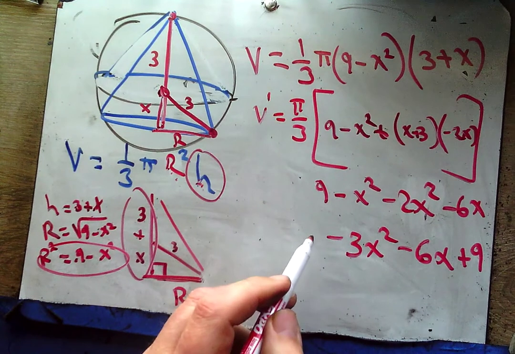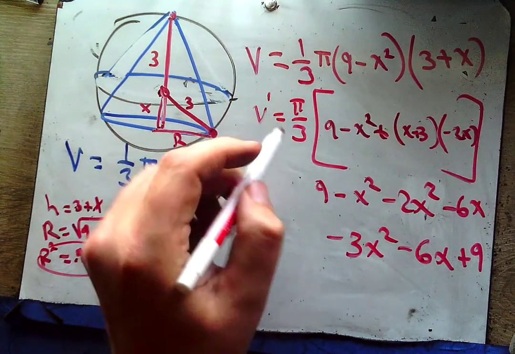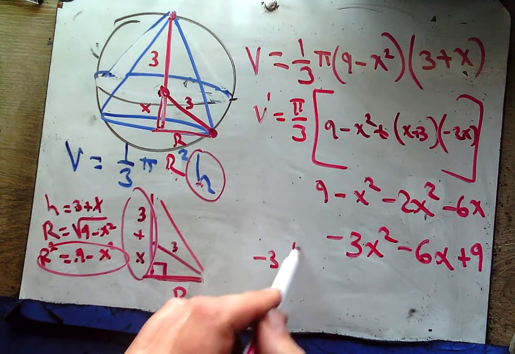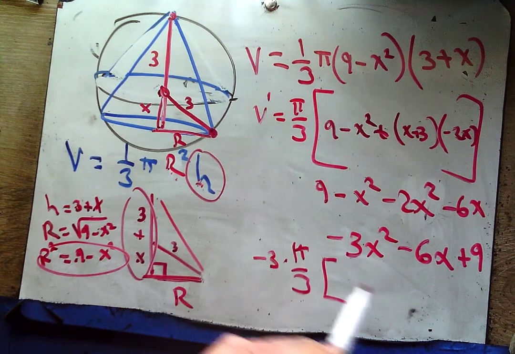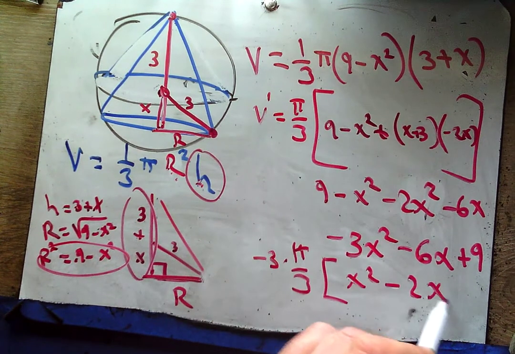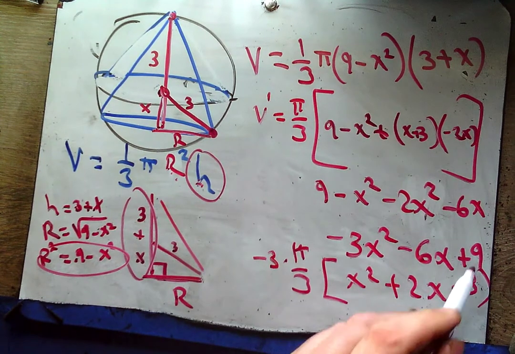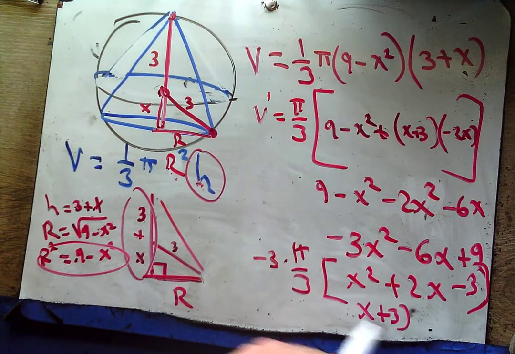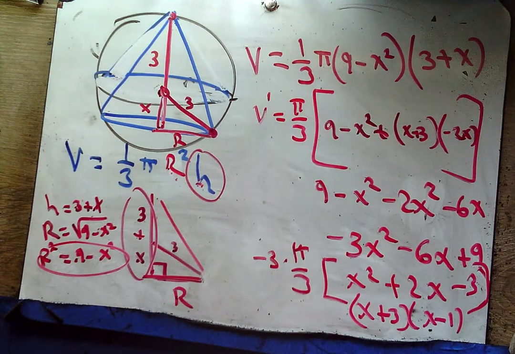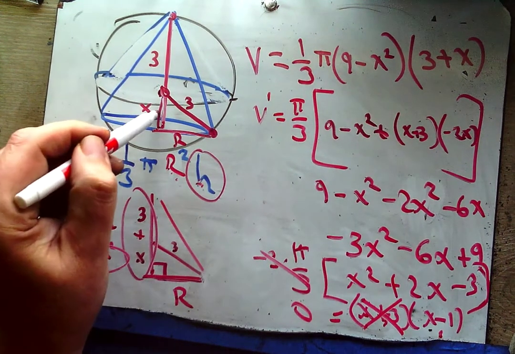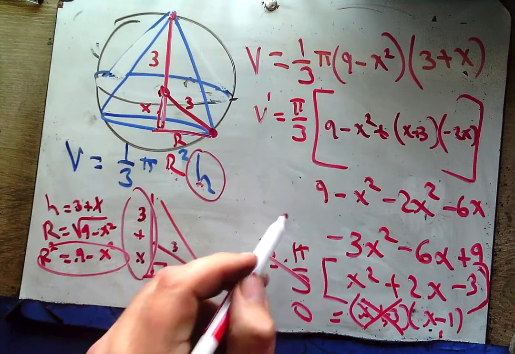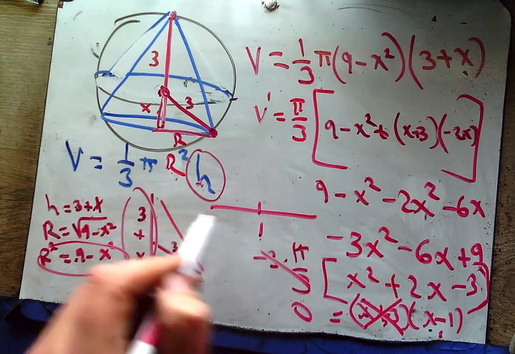If I pull a negative 3 out of here, so negative 3 times pi over 3, and what am I left with? x squared minus 2x, plus 2x minus 3. And so that's going to factor as x plus 3, x minus 1. Well, I can't have x equal to a negative number. So that doesn't produce anything for me. So x equals 1. When x equals 1, I think I have a max. But let's see.